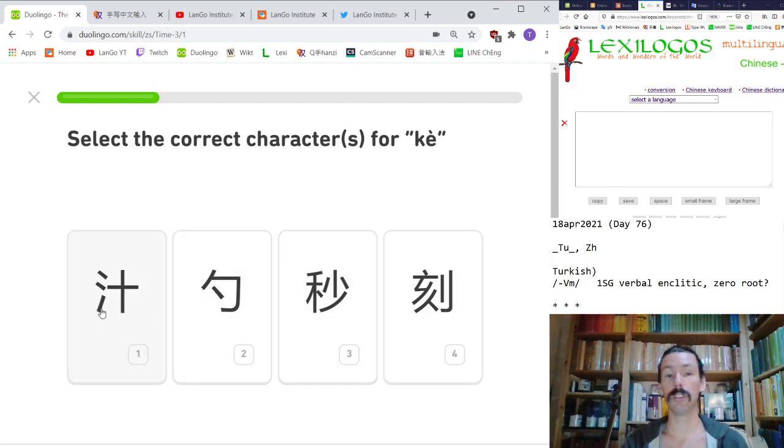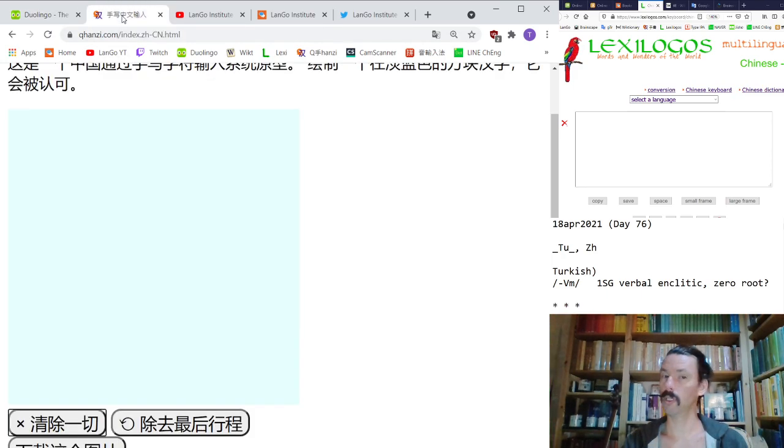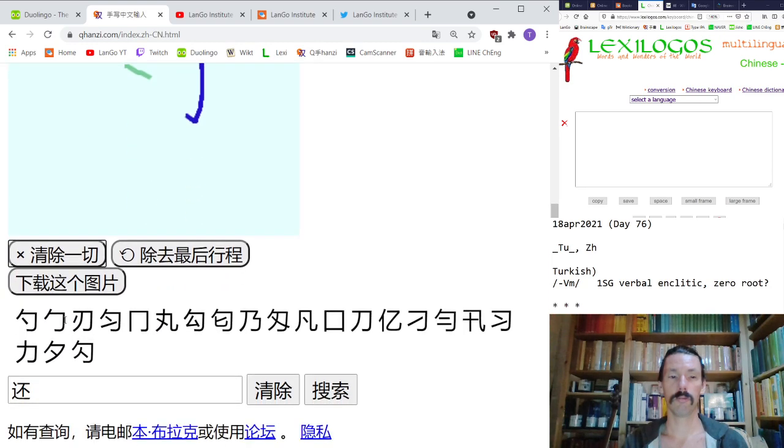Alright, so 汁 is juice. 勺 Shao is a spoon. 秒 Miao, second. This is a nice arrangement. 2 tones, 1 first, second, third, fourth. In order. 克. Voilà. Let's do Shao. It's a nice quick one. 1 2 3. Shao. What's going to be the CJ input for Shao spoon?